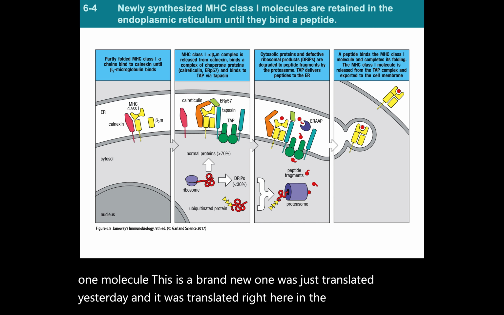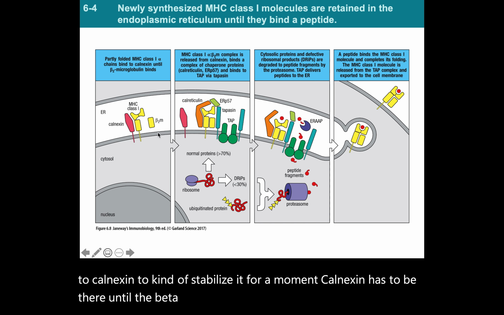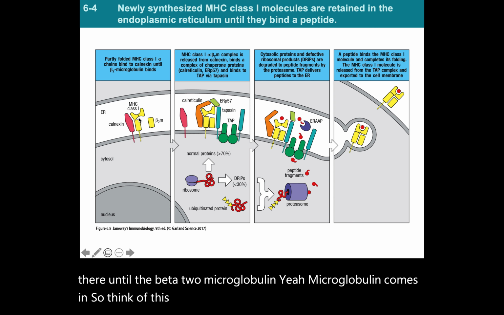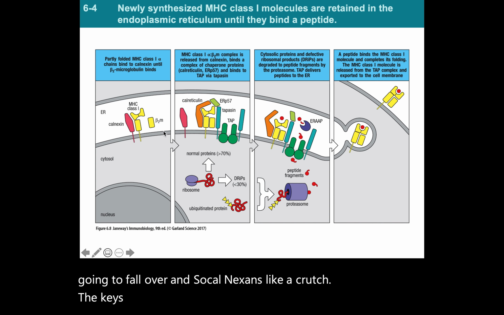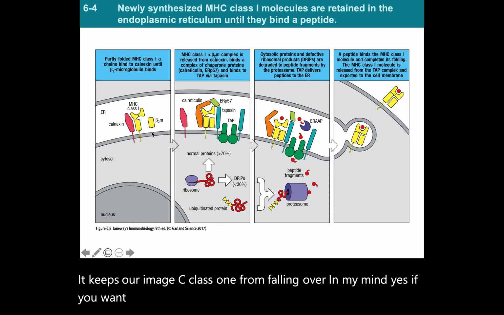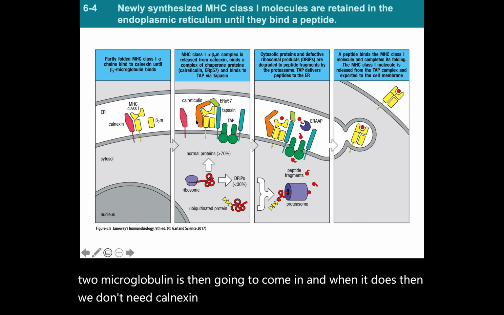So, you just need calnexin to stabilize it for a moment. Calnexin has to be there until the beta-2 microglobulin comes in. Think of this complex as missing a leg, so it's just going to fall over. Calnexin is like a crutch that keeps our MHC class 1 from falling over, in my mind. If you want to remember it some other way, that's also just fine. Beta-2 microglobulin is then going to come in, and when it does, we don't need calnexin anymore, so that's going to pop off.